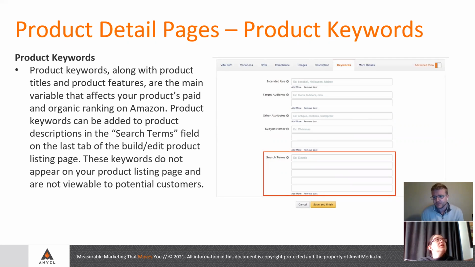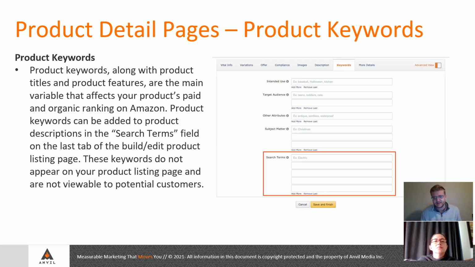All right, so the last major component of product detail pages we're going to cover is product keywords. Product keywords, along with your titles and features, are the main variable that affects your product's paid and organic ranking on Amazon. So this is actually a major component that Amazon will crawl and use in their algorithms to compare your product against other products in that category, as well as for SEO purposes, like for Google search results. Product keywords can be added in the search terms field on the last tab of the build/edit product listing page. These are actually not publicly facing. Product keywords exist only on the back end of a product details page under something called search terms.